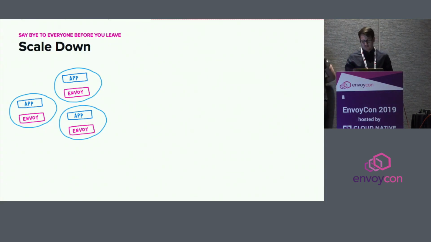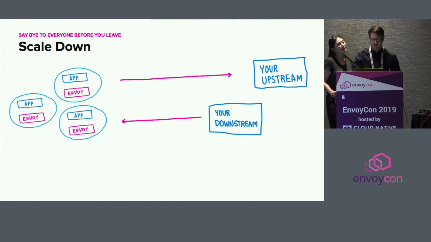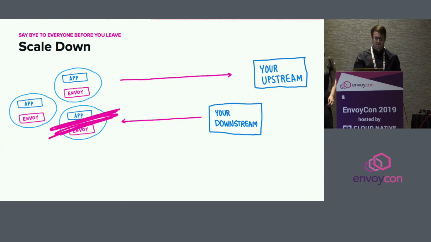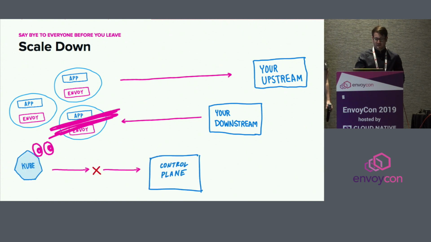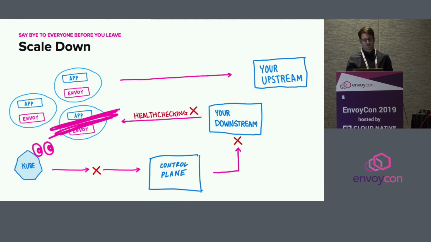So let's look at what scale down looks like. You have your pods, some happy pods talking to upstreams and downstreams. Let's say one of the pods gets terminated and it's scaling down for whatever reason. Kubernetes will see this, send this update to the control plane, and then propagate it to the downstream. And of course, your health check will also have to fail at some point. Looks a lot like the scale-up case.